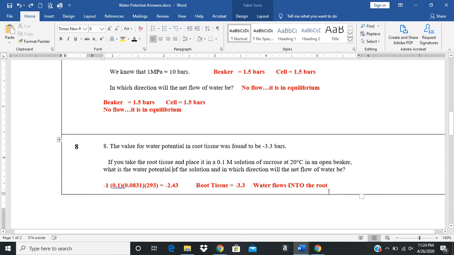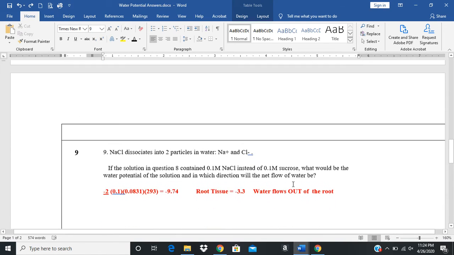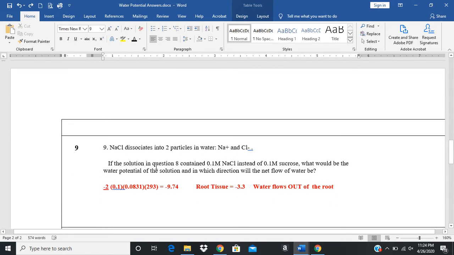Now, if we go to number 9, we have the same scenario here. Okay, we take that same solution, and now instead of sugar, it's 0.1 molar sodium chloride. So now what would be the water potential of that solution? Now all we're doing is changing the ionization constant. It goes to negative 2.